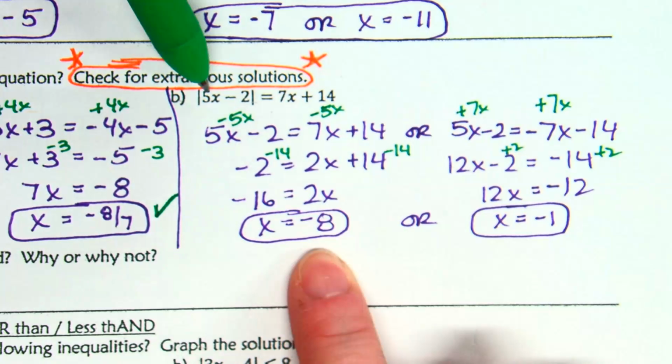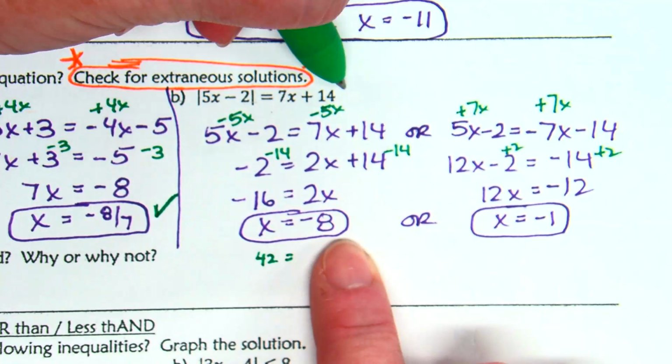No. 5 times negative 1, negative 5, minus 2, negative 7. Absolute value of negative 7, 7. Plug in negative 1 on this side. 7 times negative 1, negative 7, plus 14, 7. Does 7 equal 7? It does. So again, we got one answer.